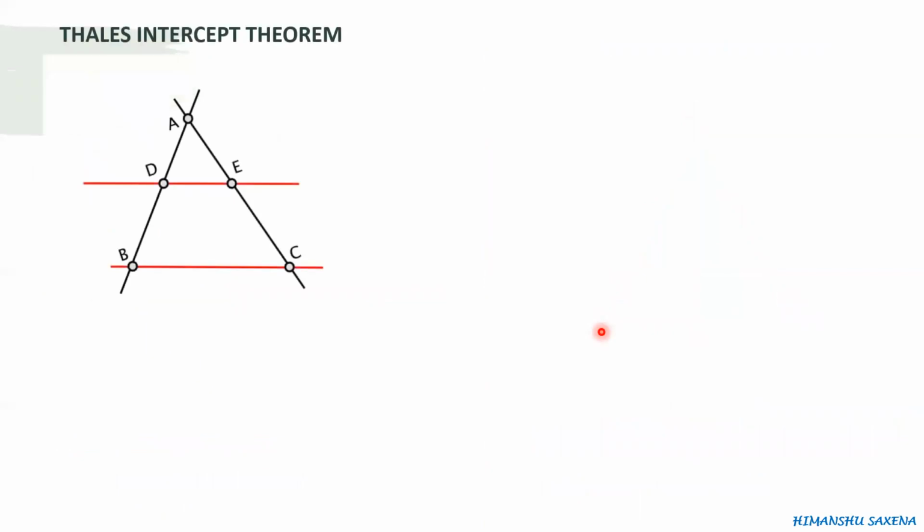Now let's look at Thales intercept theorem. What does Thales intercept theorem say? That in a triangle ABC, if DE is parallel to BC, if we have drawn a line DE which is parallel to this line BC, then AE upon AC is equal to AD upon AB is equal to DE upon BC. So this is basically a derivative of similar triangles. This is an application of similar triangles.